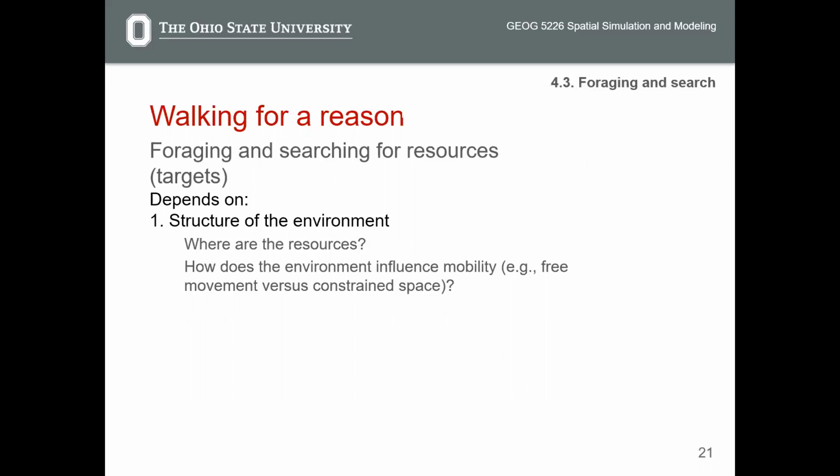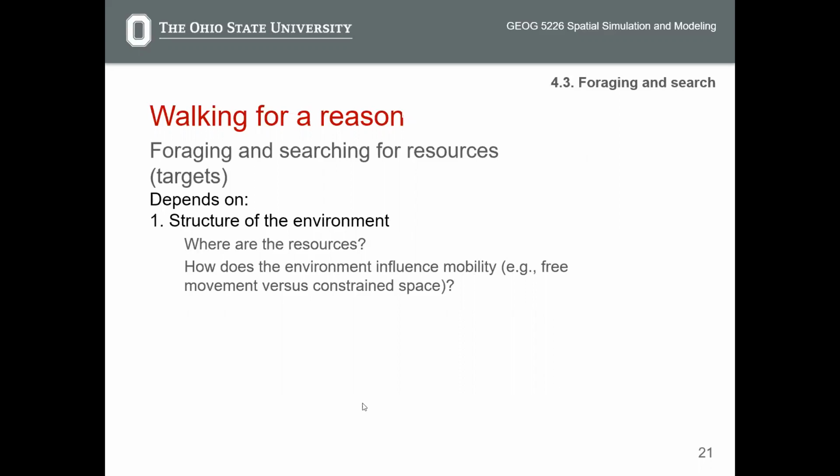And the spatial pattern of walking for a reason depends on the structure of the environment, of course, because you are walking, you are searching for resources. So how these resources are distributed matters, right? Where are the resources? And how does the environment influence mobility? Are you considering that this walker has totally free movement, or there are some obstacles in this environment that this walker needs to avoid when it tries to find resources?